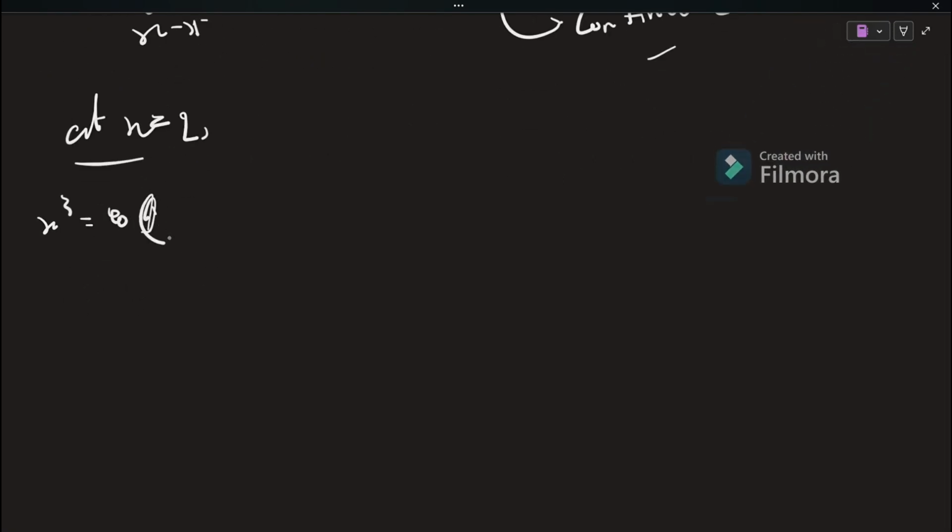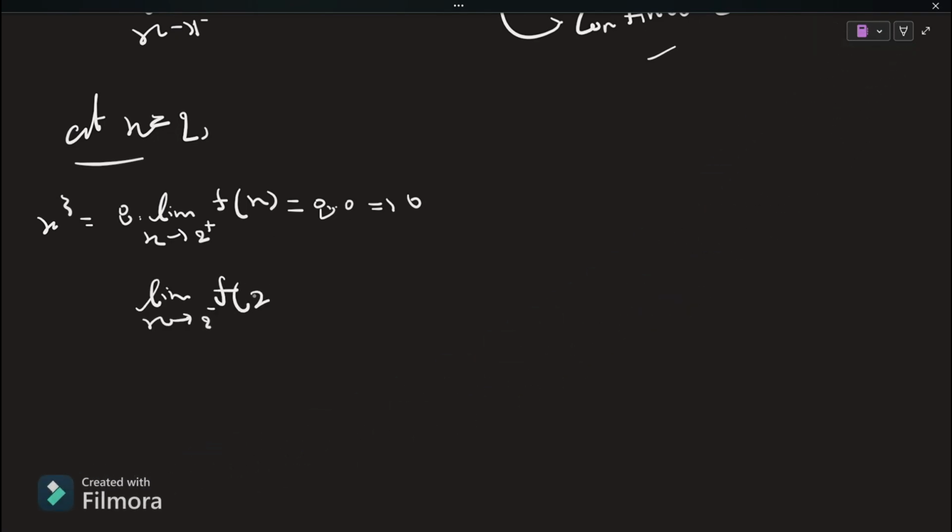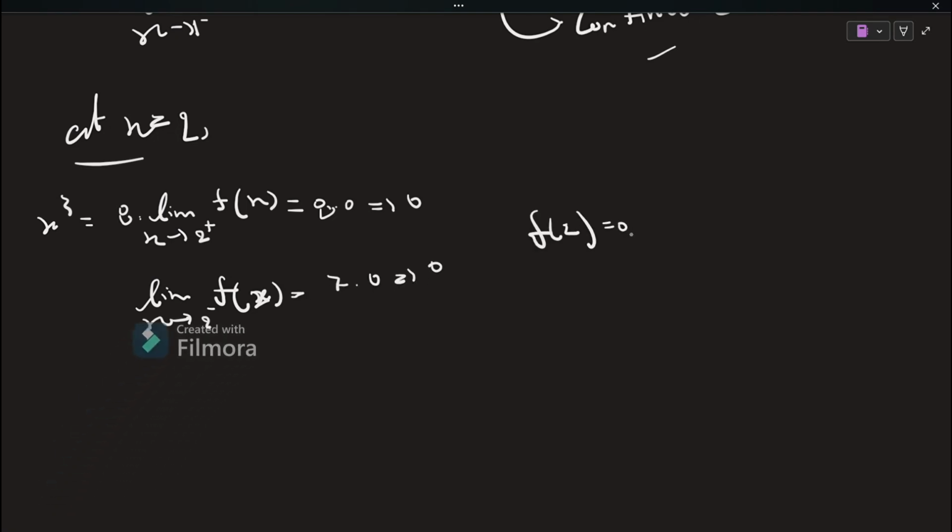limit x tends to 2 plus, so this is right hand limit, it will get 8 into 0 which is also 0. And left hand limit 2 minus के लिए f of x, it will be 7 into 0 which is also 0. And f of 2 भी 0 हो ही रहा था, then it was also continuous.